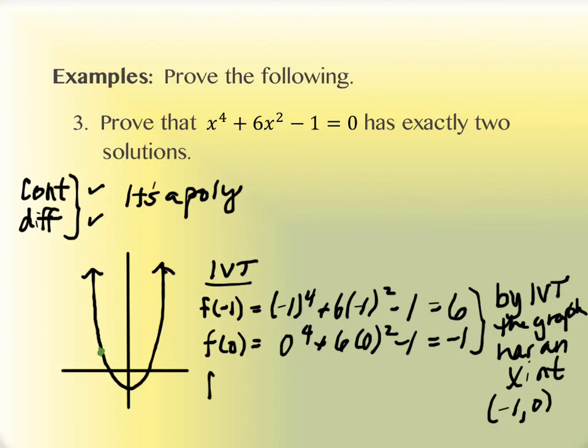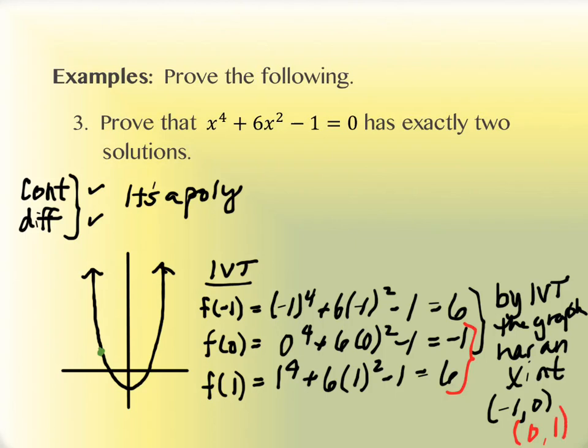And if we test the point at f of 1, what do we get? 6. Yeah, you're right. It's another 6. The fact that we were at negative 1, which is below the x-axis, and then we're at positive 6, which is above the x-axis, tells us again that somewhere between those points we had to cross the x-axis. So I'm just going to add this in as another interval down here. We also have an x-intercept between 0 and 1. So we have at least 2 answers, right?